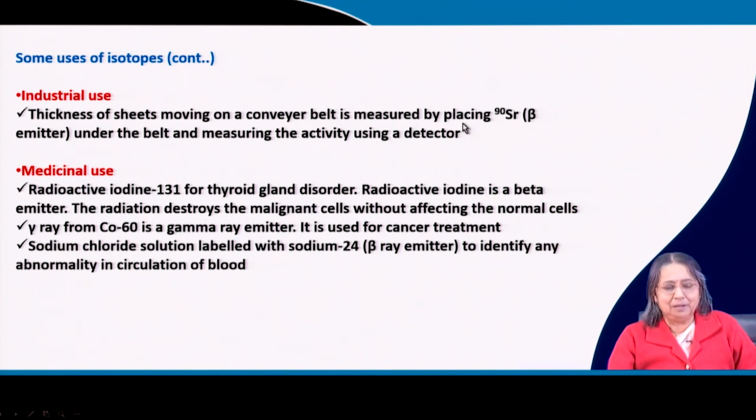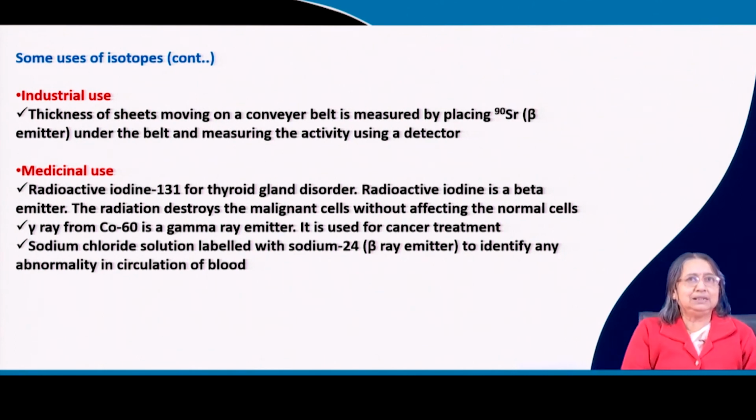Thickness is measured by placing strontium 90, which is a beta emitter, it is radioactive, it gives beta rays, under the belt and measuring the activity using a detector. So, there is some instrument by which you can detect the radioactivity, and then you will know the thickness. So, that is the concept.